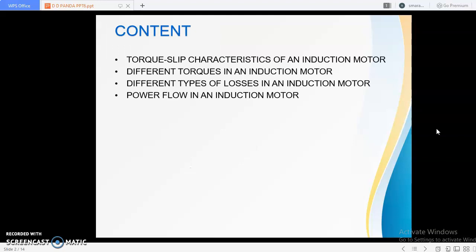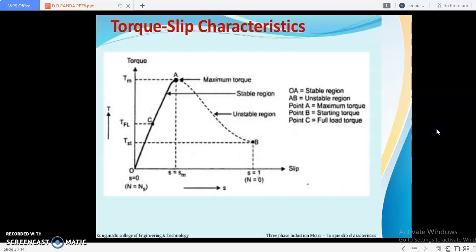So today's contents are the torque slip characteristics of an induction motor, different types of torques in an induction motor, different types of losses in an induction motor, and power flow in an induction motor. Torque slip characteristic, first we will discuss.